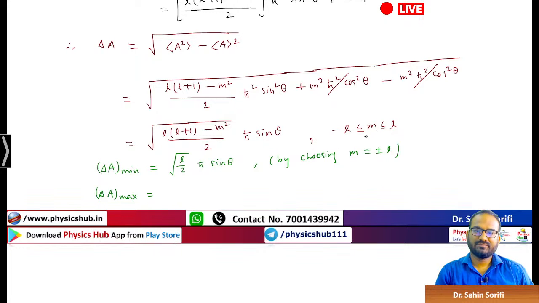Now what will be the maximum value? Look, if it subtracts the least amount, then it will be maximum. So obviously if you take m equals 0, then it will be greatest. So by choosing m equals 0, we get L into L plus 1 by 2 times h cut sin theta. This one we get by choosing m equals 0.